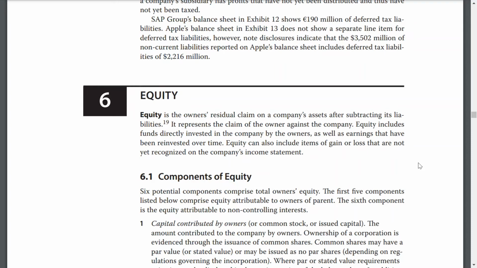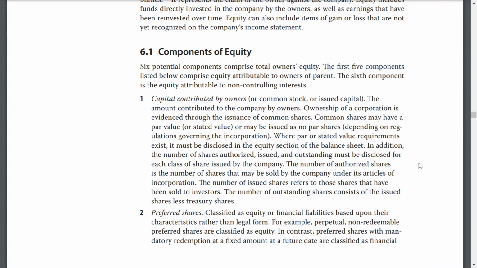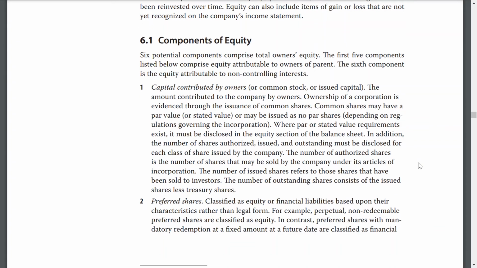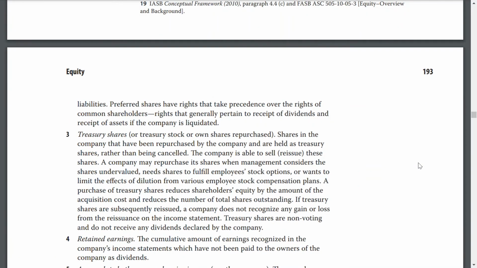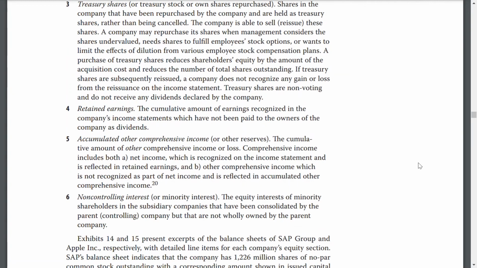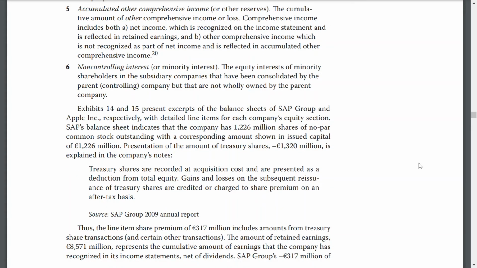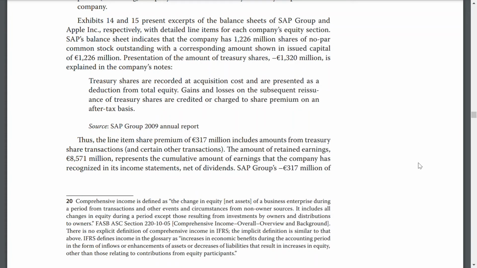Components of equity: six potential components comprise total owner's equity. The first 5 components listed below comprise equity attributable to owners of the parent. The 6 components are capital contributed by owners, preferred shares, treasury shares, retained earnings, accumulated other comprehensive income, and non-controlling interest. Exhibits 14 and 15 present excerpts of the balance sheets of SAP Group and Apple Incorporated, respectively, with detailed line items of each company's equity section.